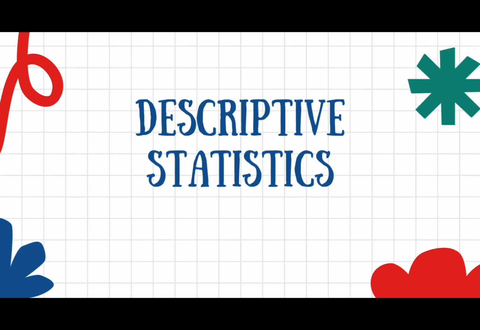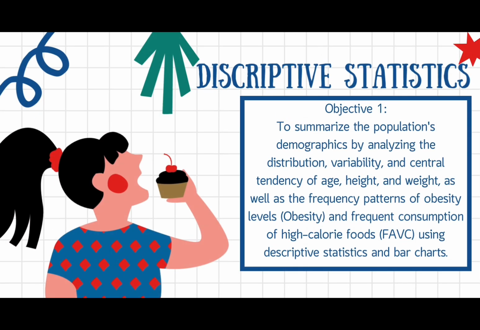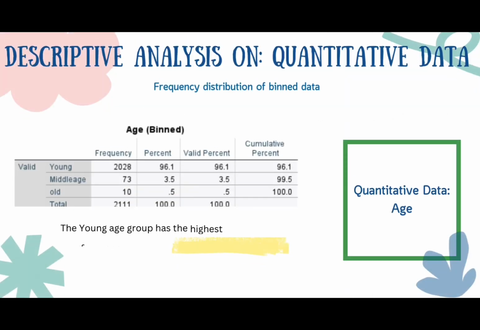Descriptive statistics provide a useful starting point for analyzing data, as they can help to identify outliers, summarize key characteristics of the data, and inform the selection of appropriate statistical methods for further analysis. Objective 1. To summarize the population's demographics by analyzing the distribution, variability, and central tendency of age, height, and weight, as well as the frequency patterns of obesity levels, obesity, and frequent consumption of high-calorie foods, FAVC, using descriptive statistics and bar charts. Descriptive analysis on quantitative data.